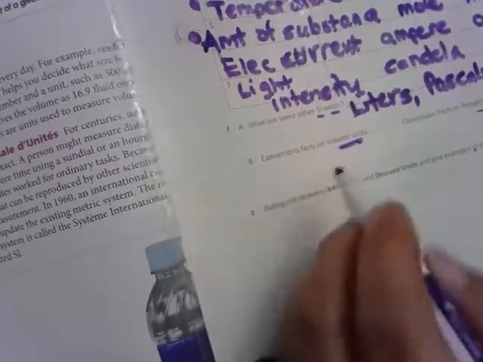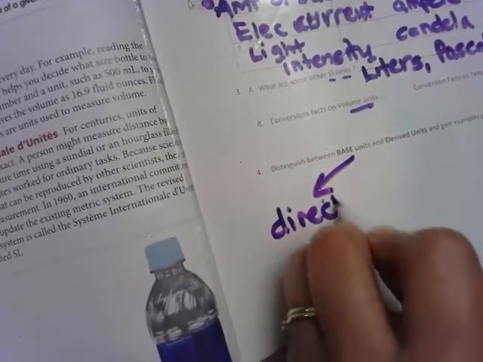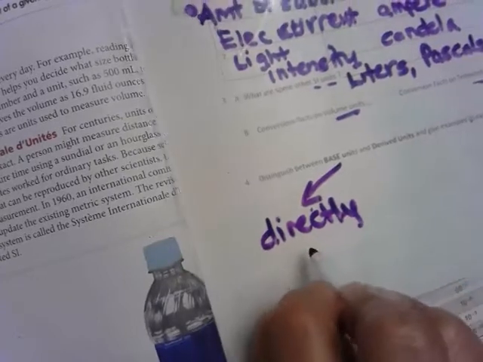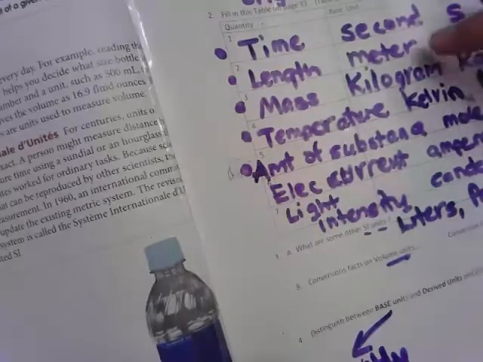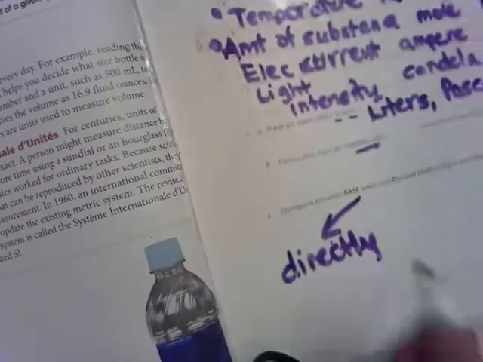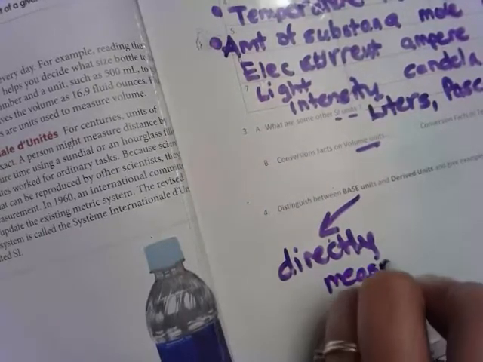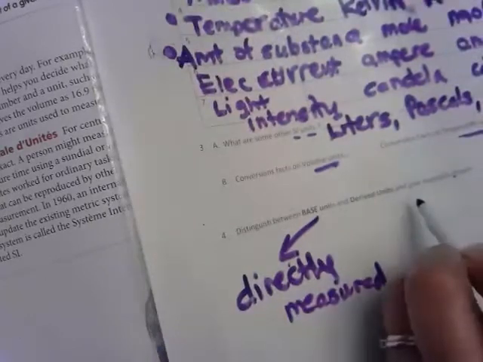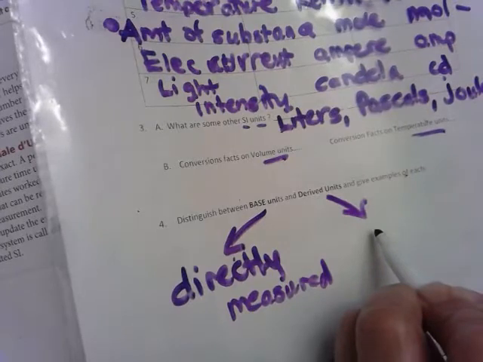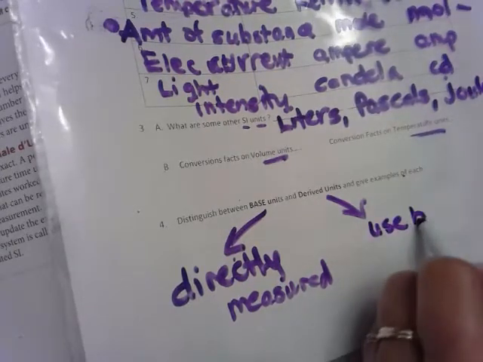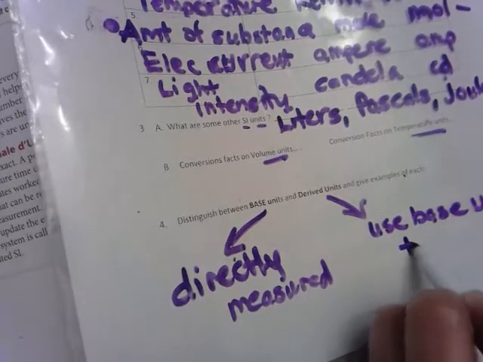But I wanted to let you know that base units are units that are directly measured with some type of equipment. You've got to have some type of equipment to measure the gram, meter, second, Kelvin. They have to have some type of equipment or some type of instrument. So these are directly measured, are base units, and then derived units are units that you have to calculate. These are units where you use base units to calculate into a derived unit.